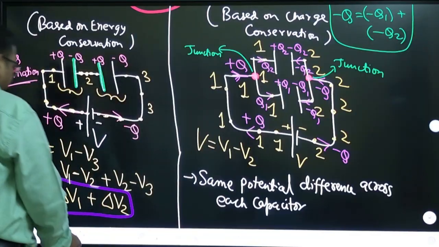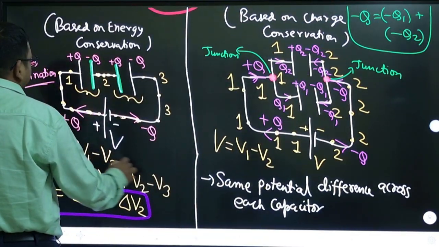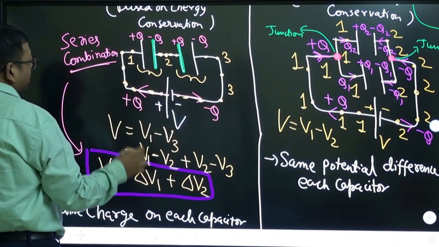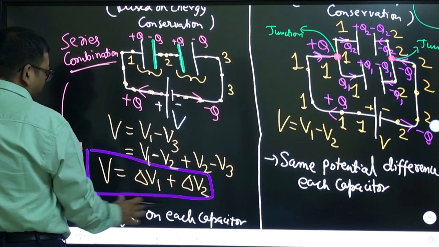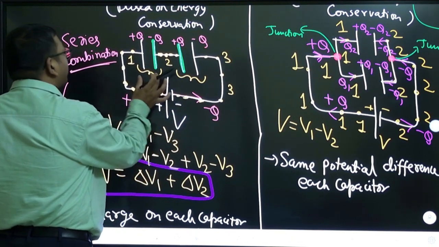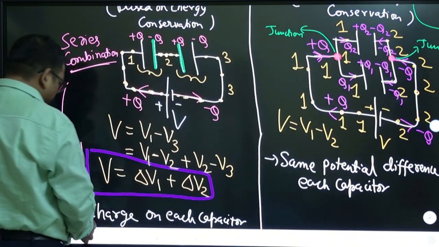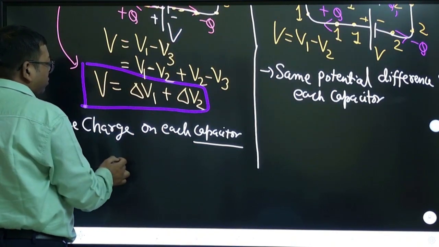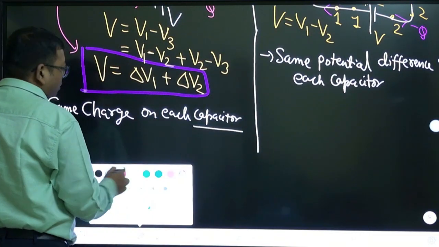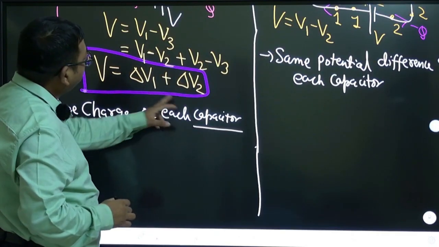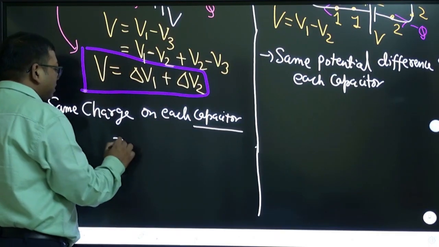And in series, what will we do? In series, we will keep the same charge, plus minus, but we will divide the voltage. So the total voltage of the battery will divide into this and this. Okay, so now let us try to apply some concepts to get the equivalent capacitance. We can write V equal to delta V1 plus delta V2.